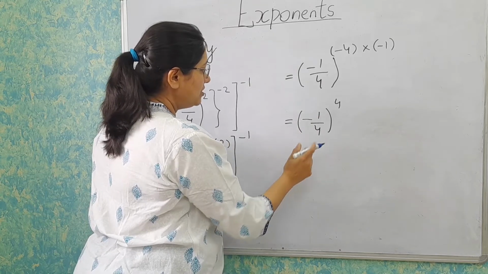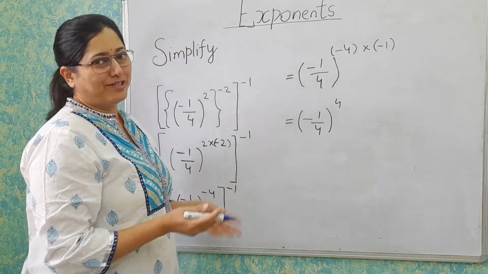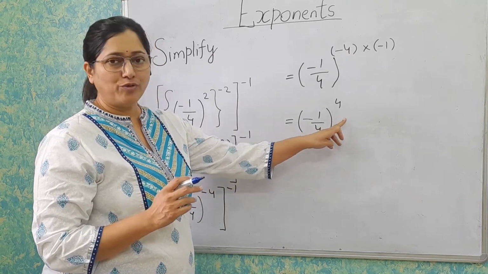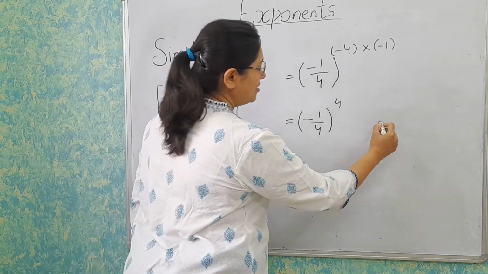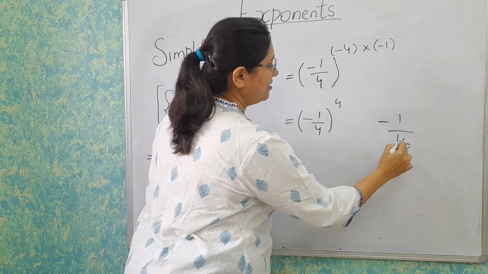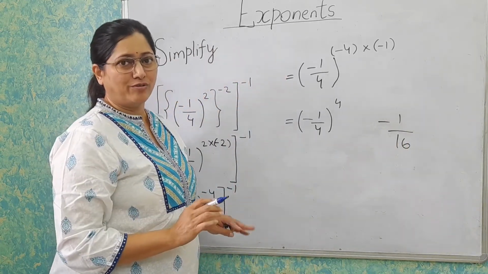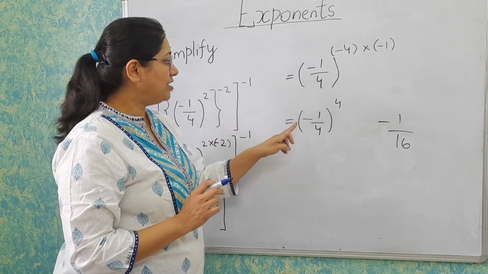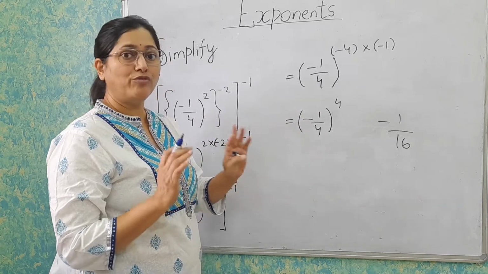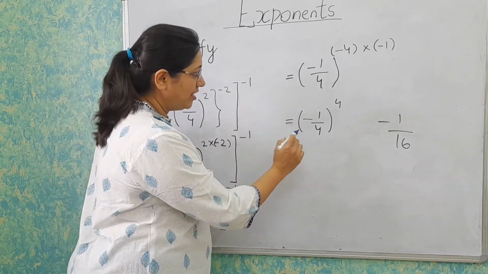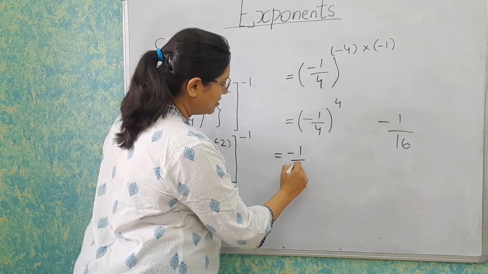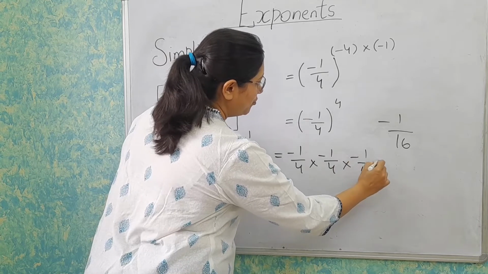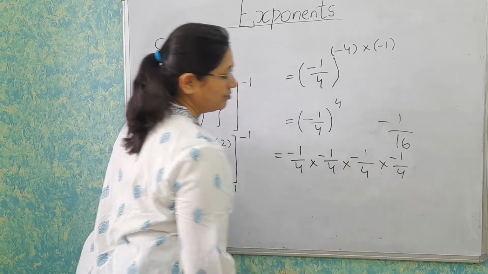And now I have to open this bracket. And I know that students make silly mistake at this point of time. They just simply multiply this 4 with 4 and they simply say, ma'am, answer is minus 1 upon 16. But this is wrong. We don't have to multiply this 4 with this exponent 4. We have to multiply minus 1 upon 4 for 4 times. It means we have to multiply minus 1 upon 4, again minus 1 upon 4, again minus 1 upon 4 and again minus 1 upon 4.